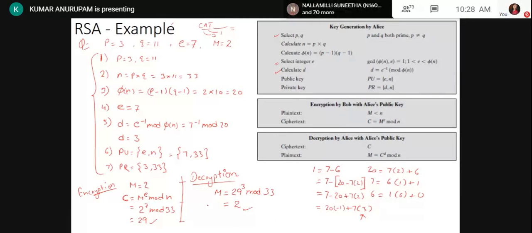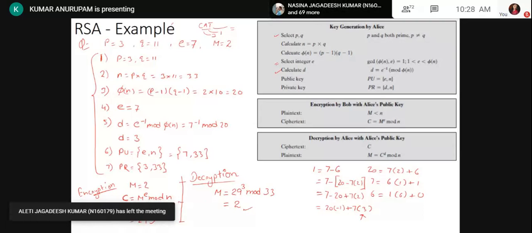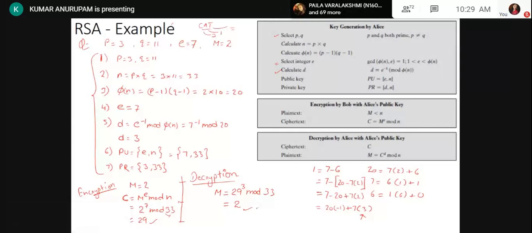Okay. Now coming to the next, what I was telling is this: you are having C is equal to m to the power e mod n, and this you have calculated. Now this expansion you have to do in the exam if you're getting. This has to be done in the exam, and similarly for this also you need to expand it. So this was all about RSA, how it works.